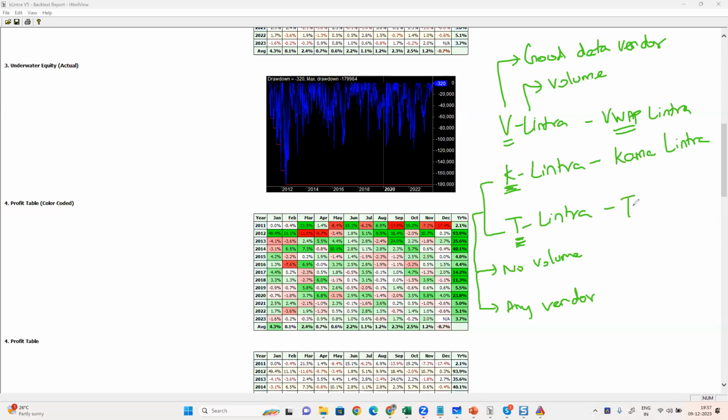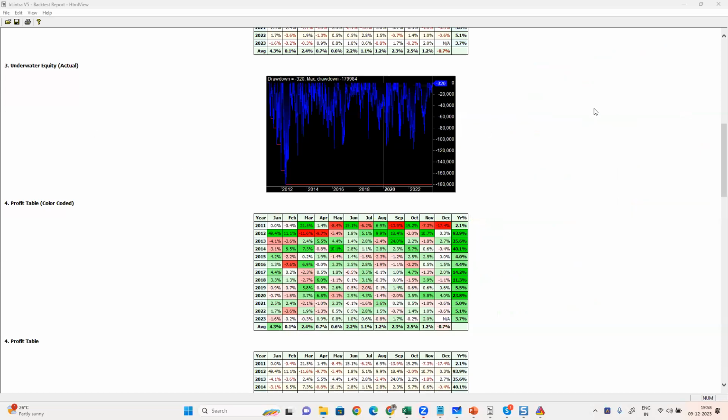And T Intra means TWAP. So TWAP is used as an input. TWAP Lintra, it is. And all these three indicators use a dynamic method. It uses higher time frame volatility to determine the upper channel and lower channel. Whenever the channel breakout happens, it generates a signal, right? And all these signals are tradable. It will not repaint at all.